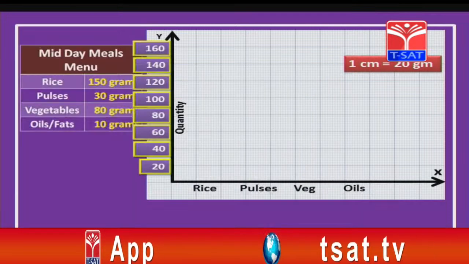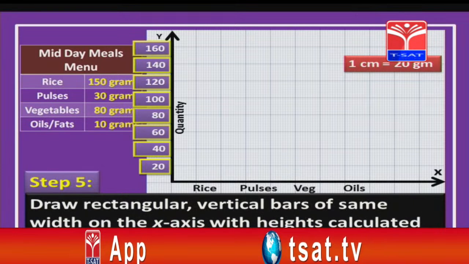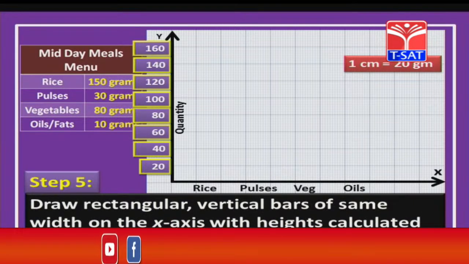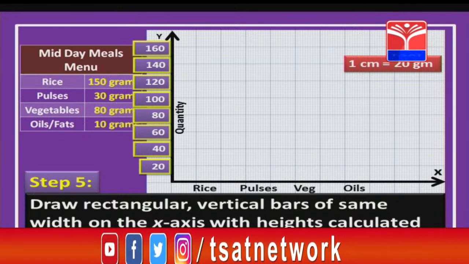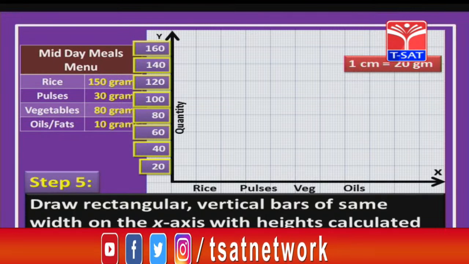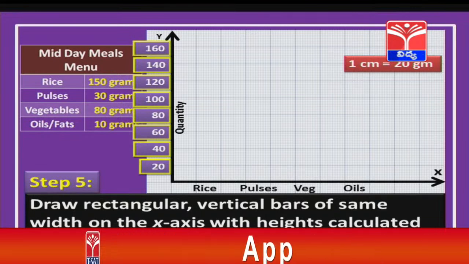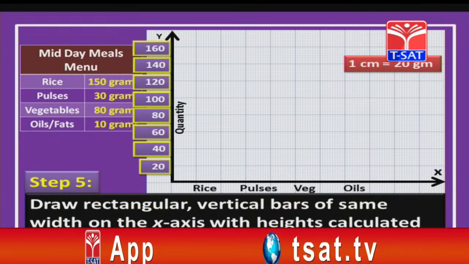Okay, children. Now, in the next step, we are going to draw vertical bars, or you can draw horizontal bars also. Here we are going to draw vertical bars with the same width on the x axis. This is very important, children. The width should be the same for each and every bar.